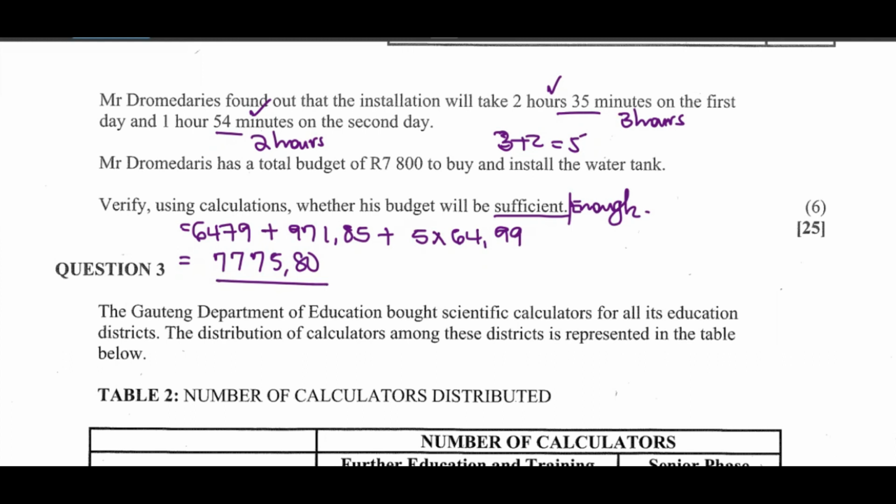They said verify using calculations whether his budget will be sufficient. Don't forget to conclude it. We shall say it will be sufficient. Why am I concluding? They told us to verify whether his budget will be sufficient. Indeed, it's sufficient.